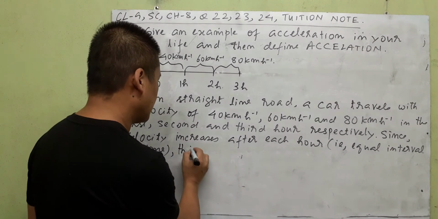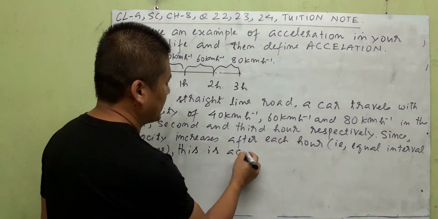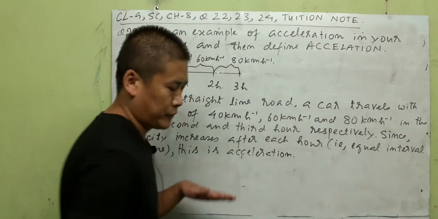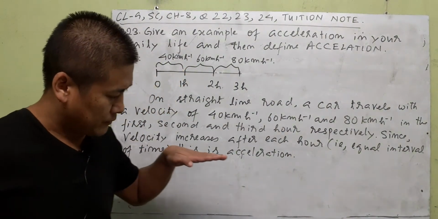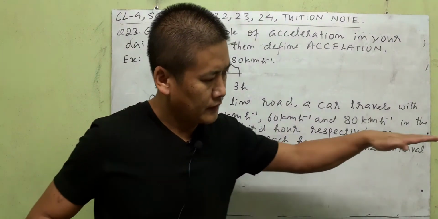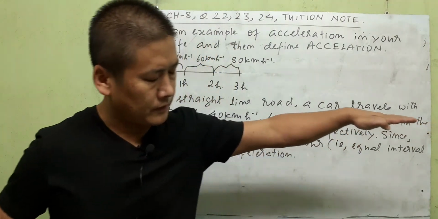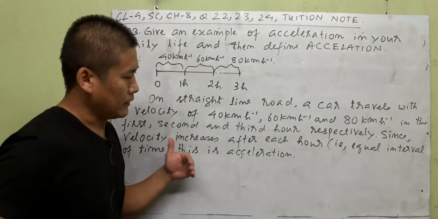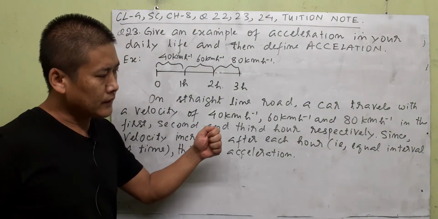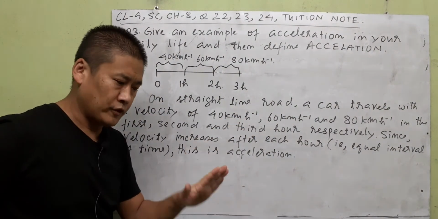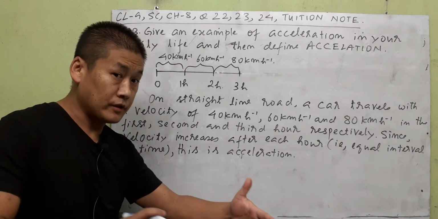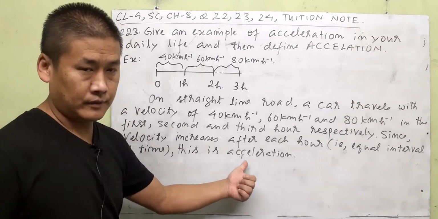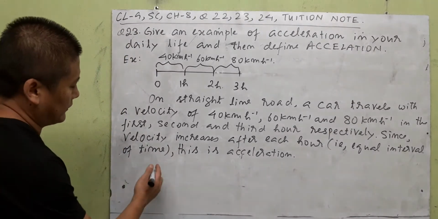So this is the picture of acceleration right in front of you, a car. Imagine 40 km per hour, then after 1 hour increasing to 60, then after the second hour it has increased more to 80. If a moving object is increasing its velocity, or even putting on the brake and slowing down, there is change in velocity, either increase or decrease. Such change is called acceleration. Now we can define it.